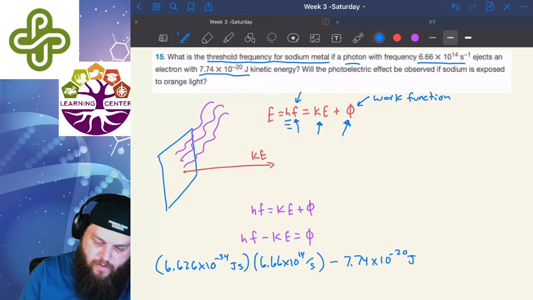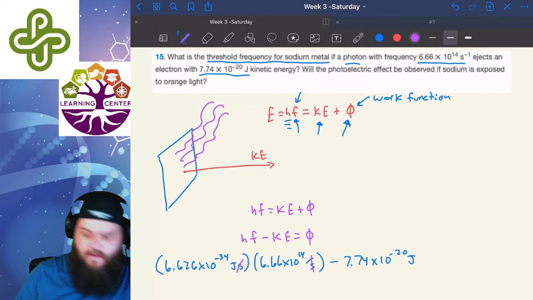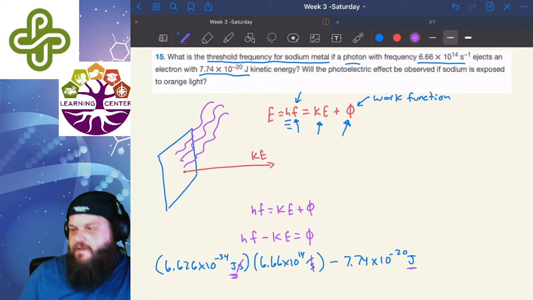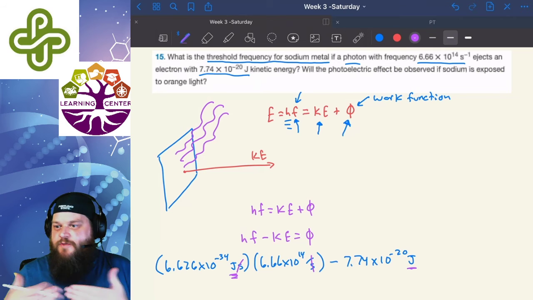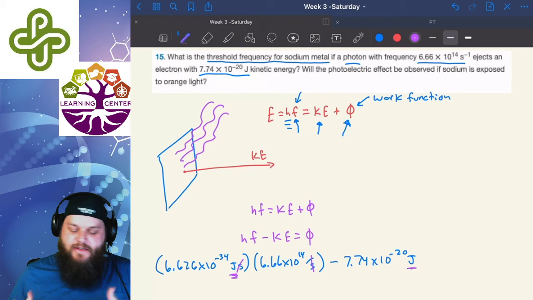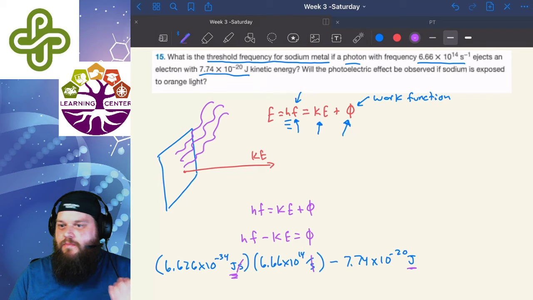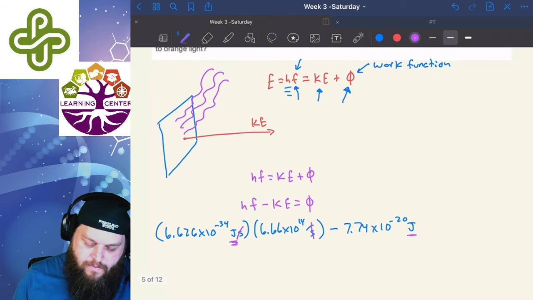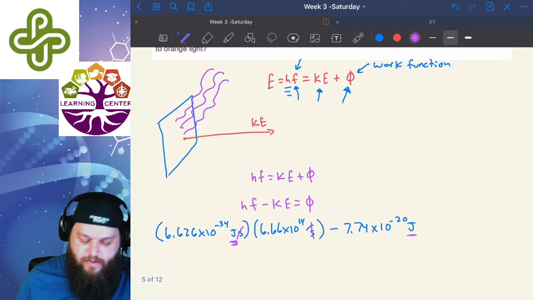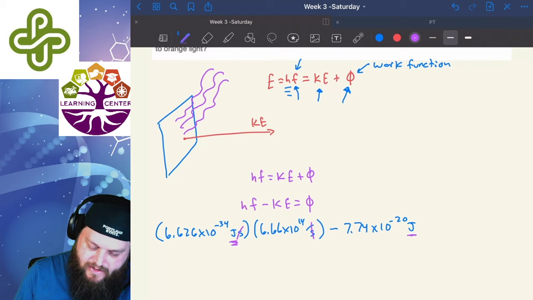Notice, unit-wise, I always like to point out the units. The seconds are going to cancel out. You're going to end up with joules on this first term, which matches the joules on the second term. You can't subtract two terms together unless they have the same units. It's very important. If you have different units, you can't just say, oh, meters minus seconds. Doesn't work. It needs to be joules and joules, the same units. So let's see what this equals.